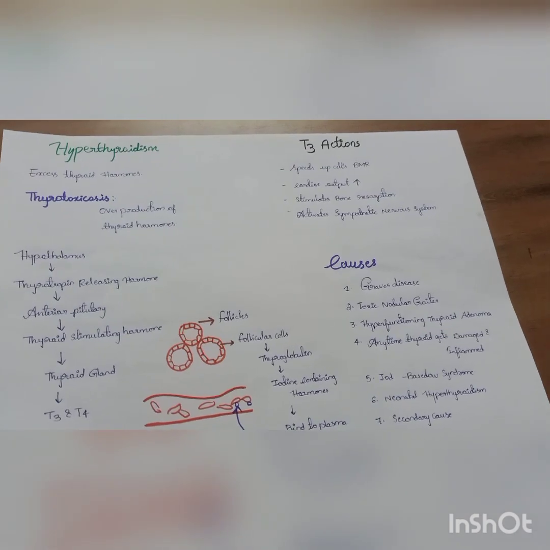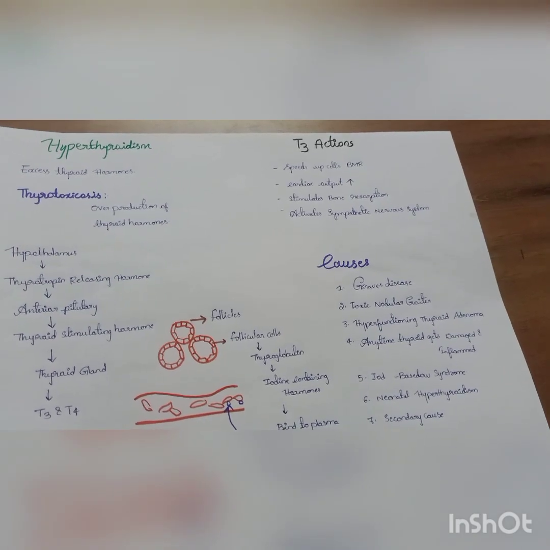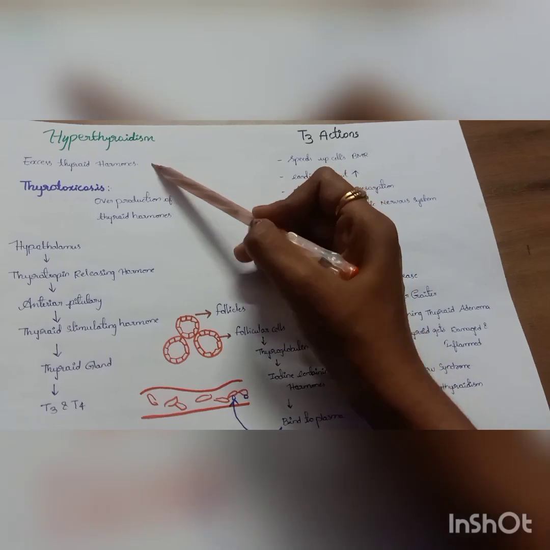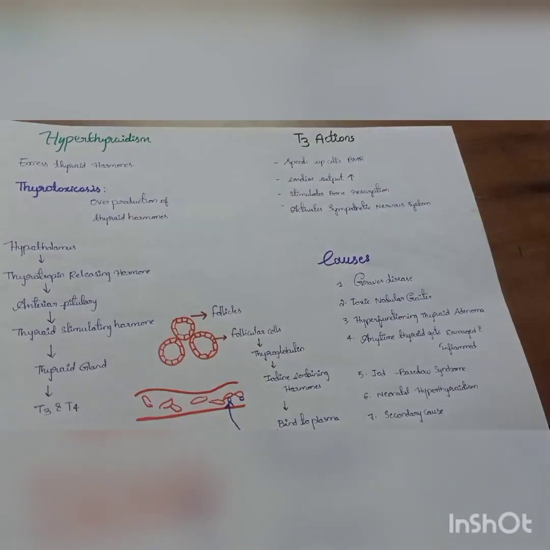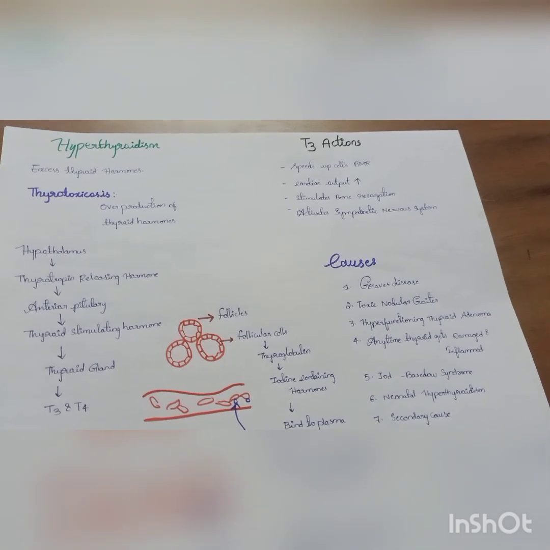So coming to the hyperthyroidism. So what is hyperthyroidism? It is a condition in which there is an excess production of thyroid hormones, and we have another condition, that is thyrotoxicosis, which is the overproduction of thyroid hormones.